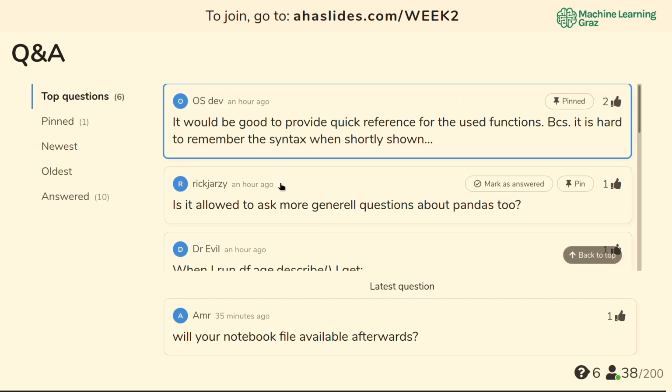OSDev asked, it would be good to provide quick references for used functions because it is hard to remember syntax when shortly shown. Good point. We will include that in future lectures.